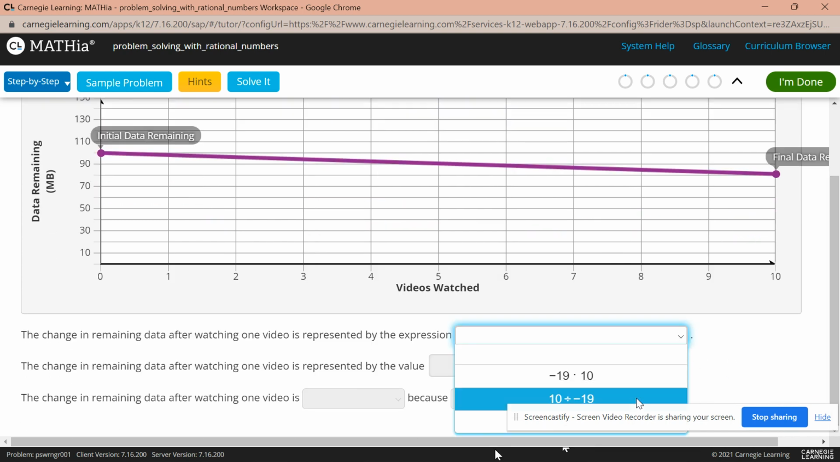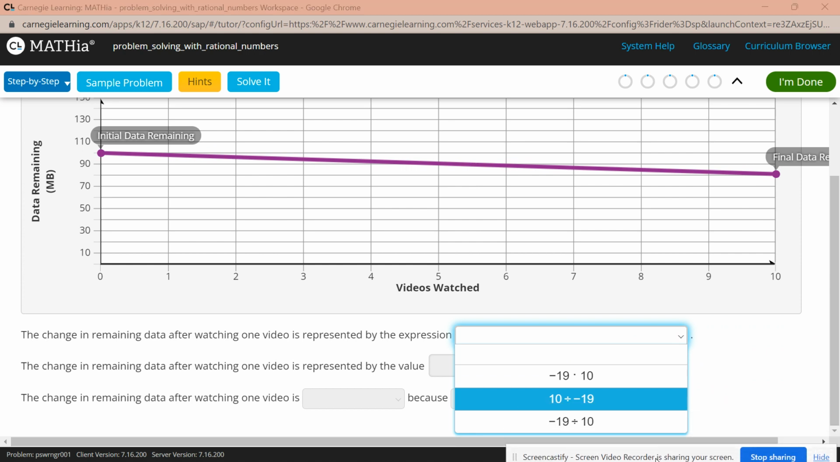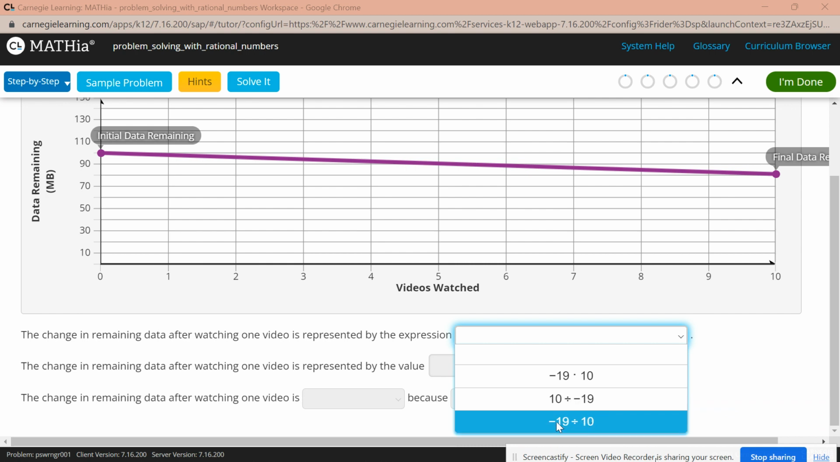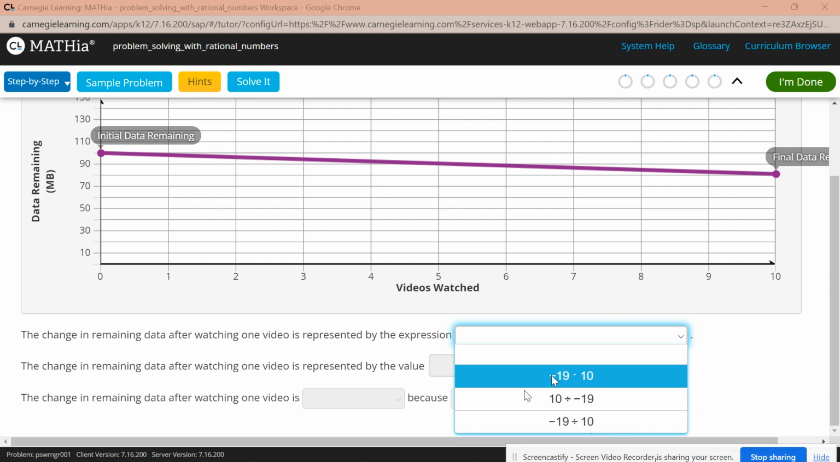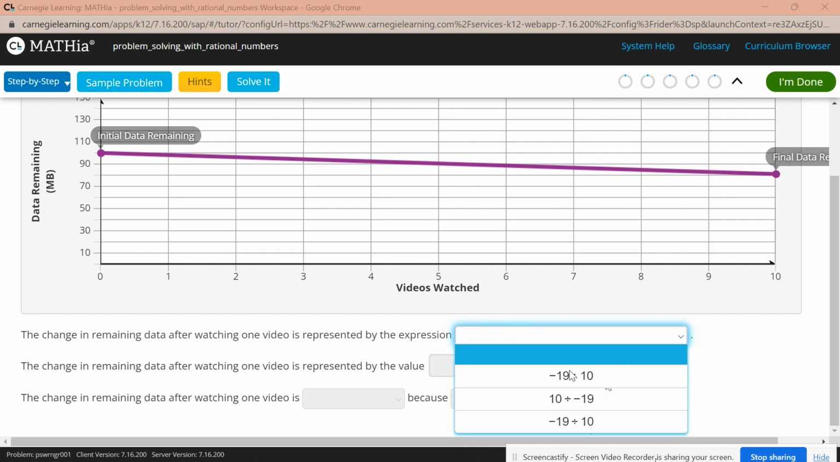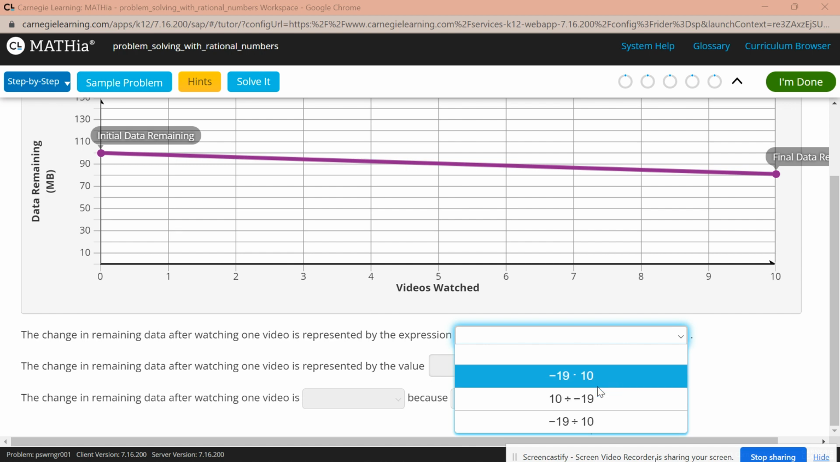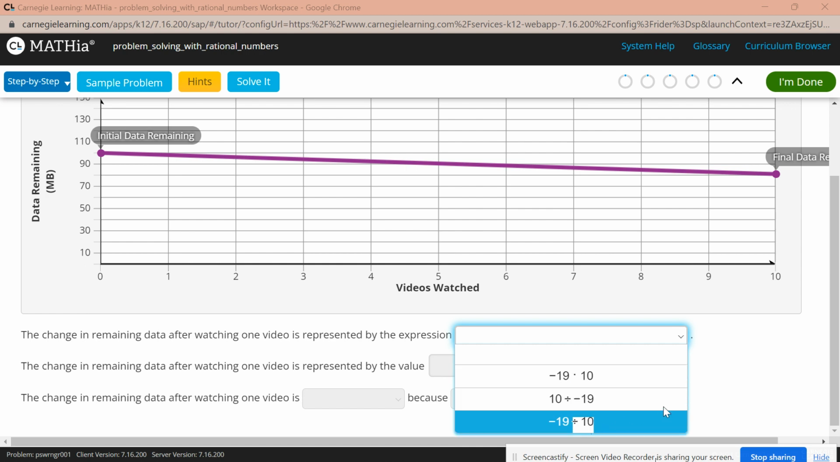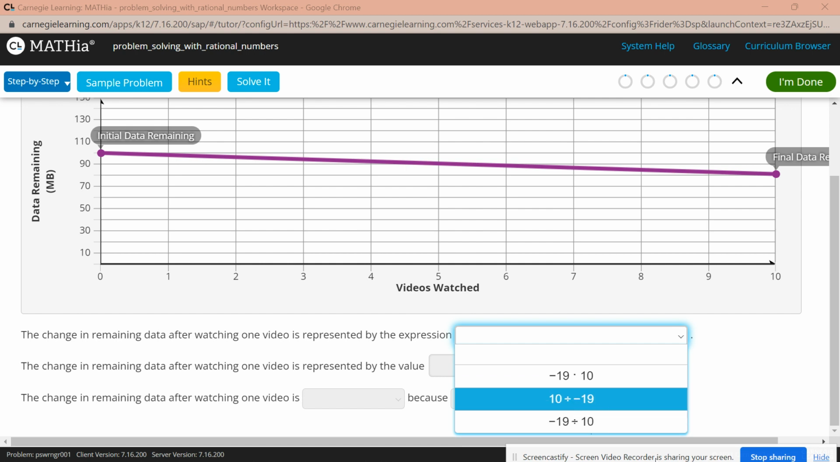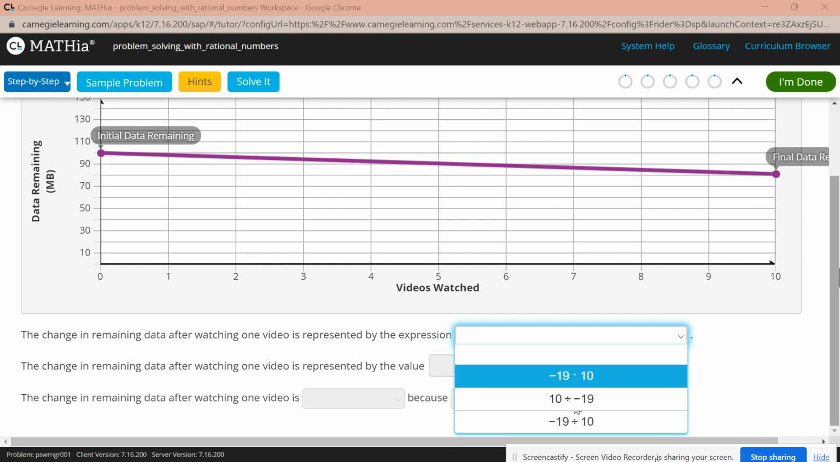We have negative 19 times 10, 10 divided by negative 19, or negative 19 divided by 10. You definitely have less. And I remember one of my students say, if I have less, that means I'm either subtracting or dividing. I can hear them saying that right now. Okay. So is it going to be negative 19 divided by 10? Or is it going to be 10 divided by negative 19?